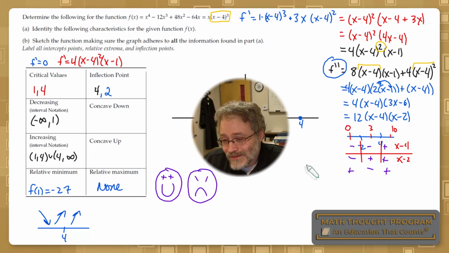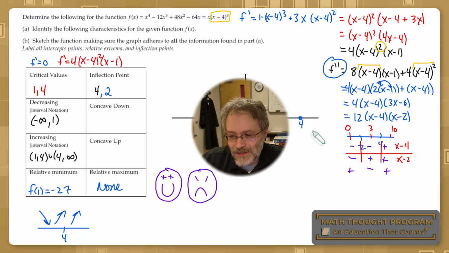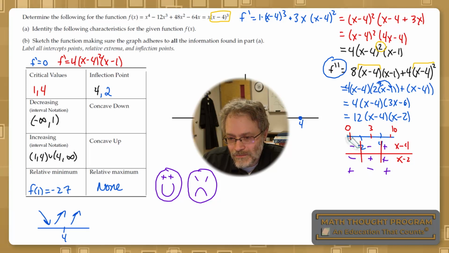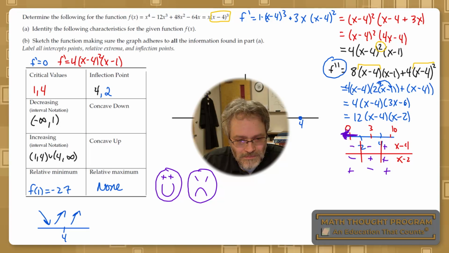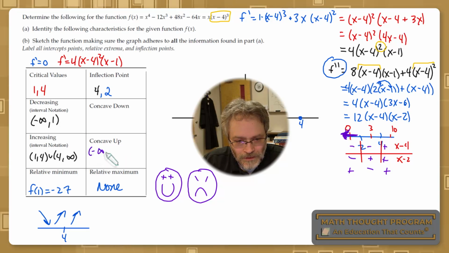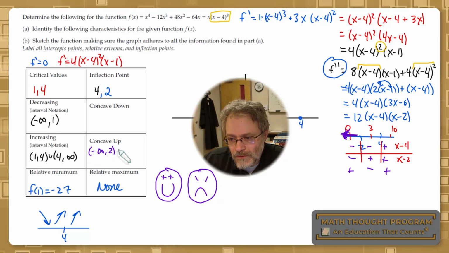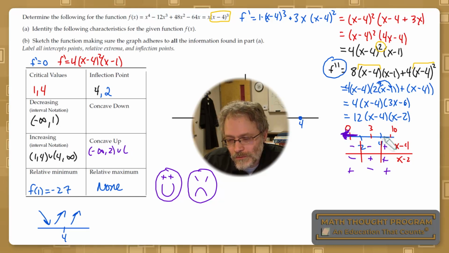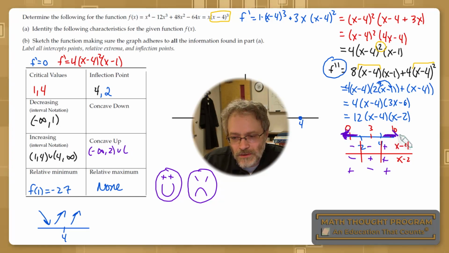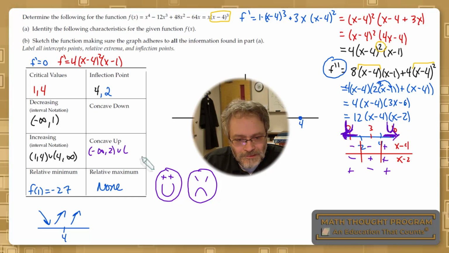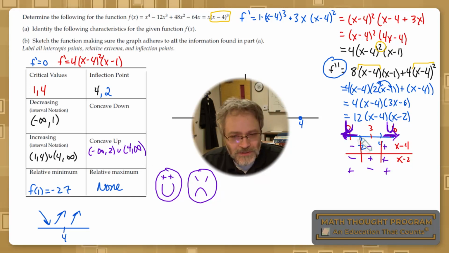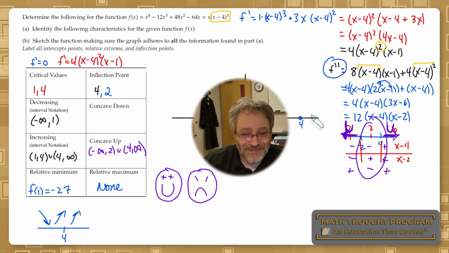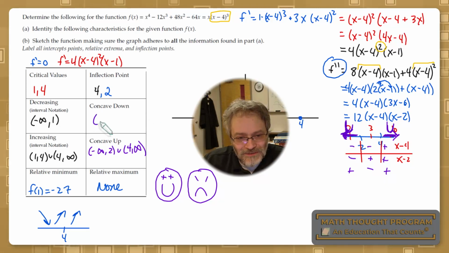So I know that this function is going to be concaved up from negative infinity to 2. And also, all the way from here, from 4 to positive infinity. So concaved up, concaved up. And right there in between, from 2 to 4, is concave down. So from 2 to 4.